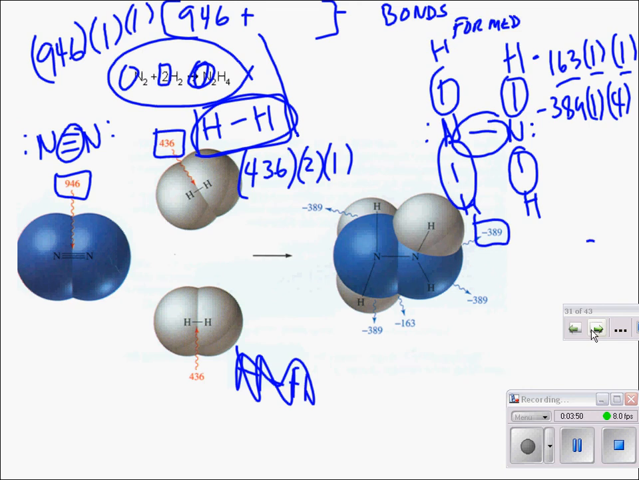Not too bad. Draw the correct Lewis structures. Remember the stoichiometric coefficient, the value from the table, and the number of bonds in one molecule.